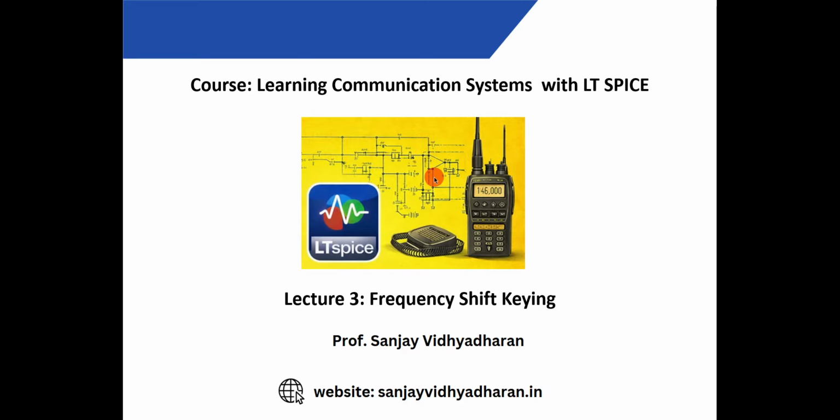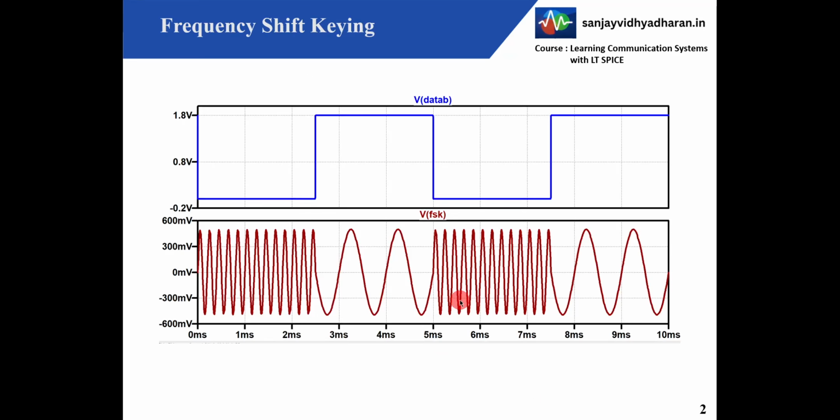So in the first class we saw the AM modulation circuit and the AM demodulation circuit. In the second class we saw amplitude shift keying, and today we are going to see frequency shift keying. This is the digital data which needs to be transmitted from place A to place B. Obviously we can't transmit DC signals over long wires or even through RF signals, so they have to be converted into some analog signals, RF signals.